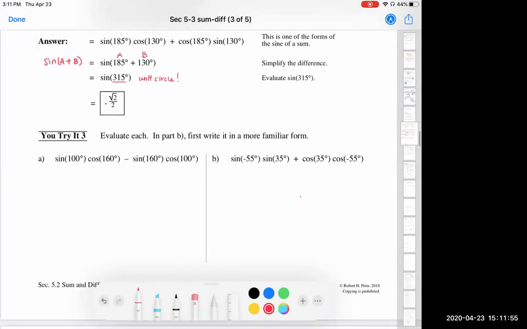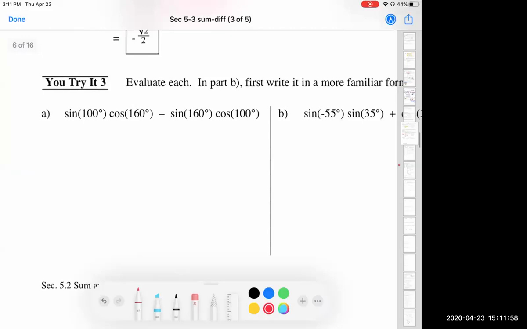Okay, let's take a moment to look at these you try it questions. All right, so let's take a moment to think about how we would do this one. I have sine and cosine. When I have those different pairings, I know it's going to be a sine equation. I have a minus, so I know it's going to have a minus because my sign doesn't have the opposite sign. Now for the first term, the sine carries your A. So that's going to be my A, and that's going to be your B. So I have 100 and 160.